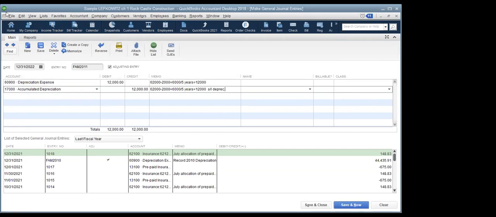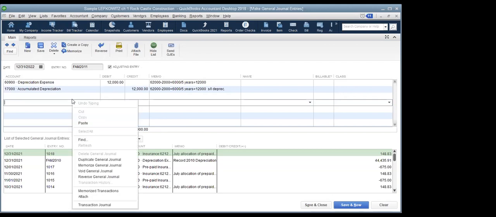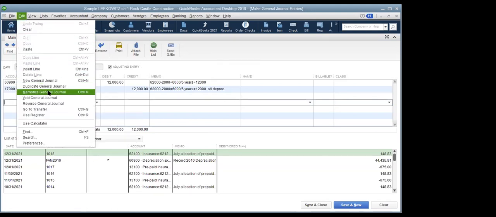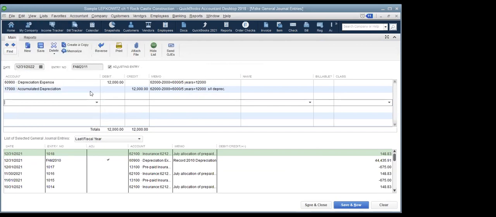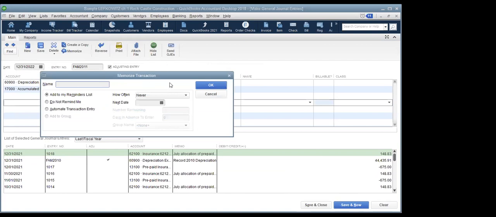Before you're saving even, you could memorize. You could do right mouse click and memorize this transaction. Okay, not duplicate, memorize general journal. You also have it from up here, edit, memorize general journal. Shortcut is Control M. This is what you've got to get. So memorize the transaction. I'm going to call it depreciation equipment.